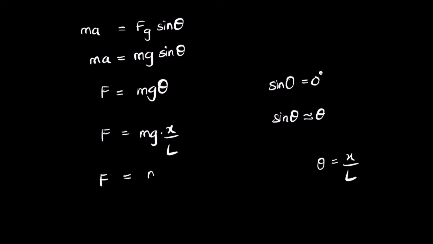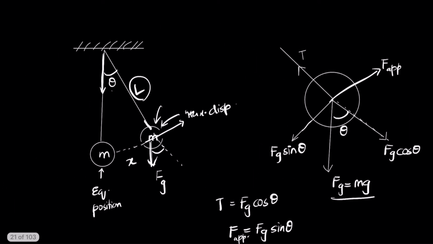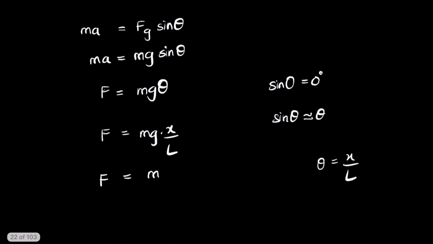So if you write this in such a way, oh, I'm sorry, we have to write the restoring force, not the applied force. So this is the restoring force. We have to write down the restoring force. Because it's on the opposite side, we can say that F restoring equals negative Fg sin theta. So it becomes negative: we have negative mg by L times X.